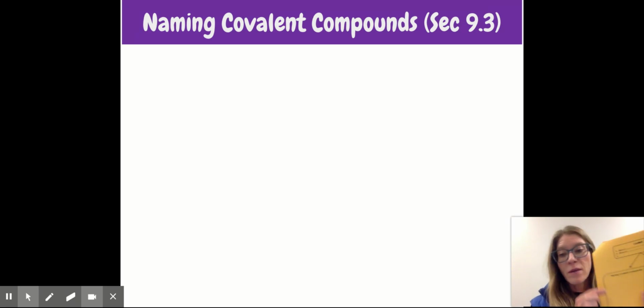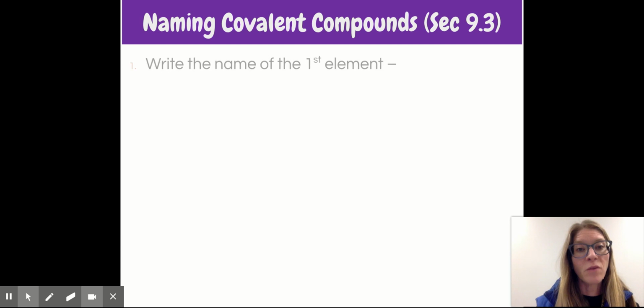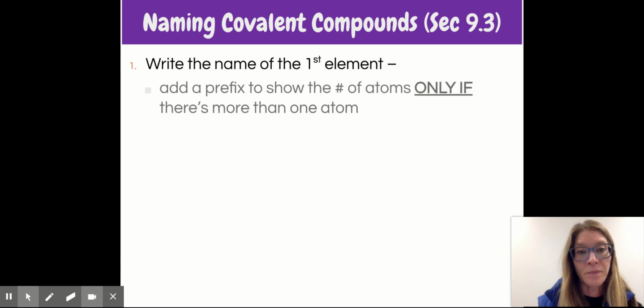All right, so naming will be on the left side of your notes. So again, make sure you write these steps down. So the first step for naming covalent compounds is you write the name of the first element. You would add the prefix, one of those.